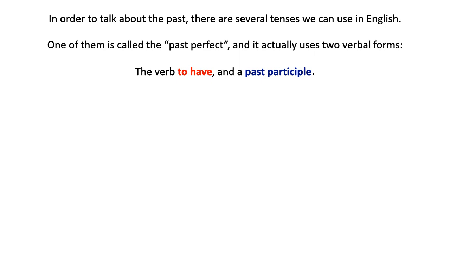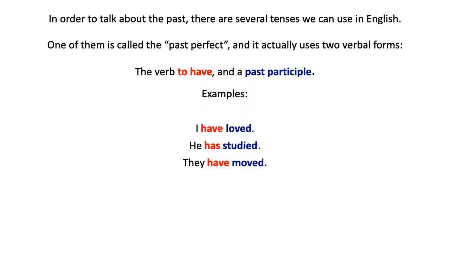All of this might seem a little scary with the technical names, but let's look at the examples and you will see that the past perfect is super simple. One example: I have loved, right? I have loved. Is that happening now? No, not really, and not in the future. It happened in the past, right?